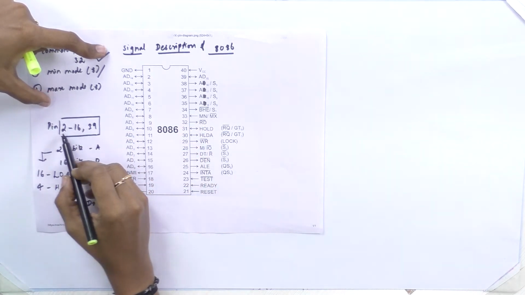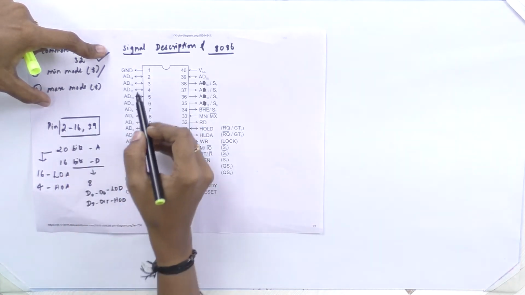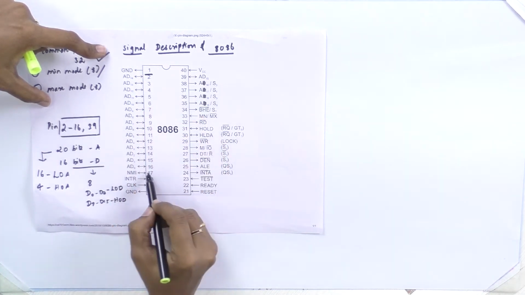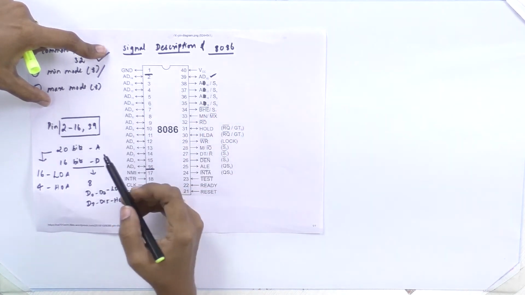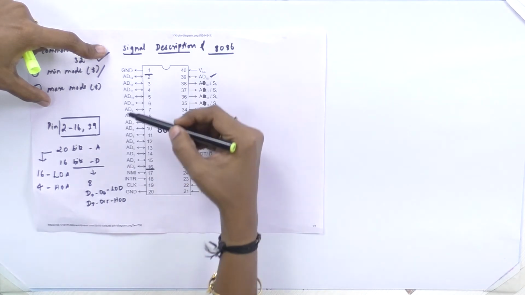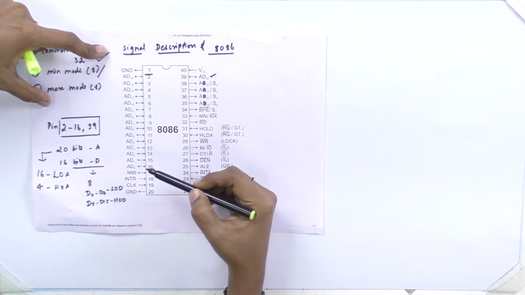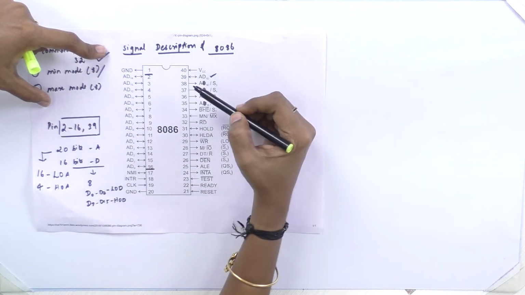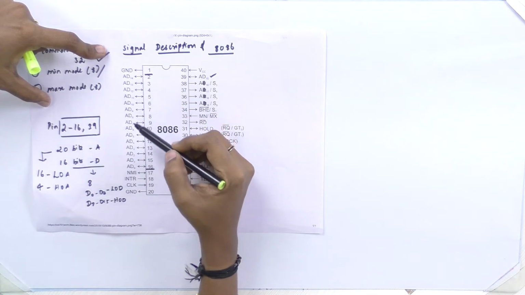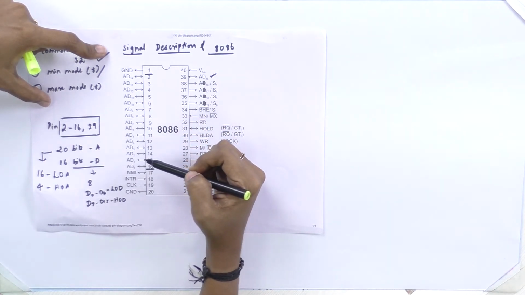So pin numbers 2 to 16 and 39 will act as multiplexed address and data pins. It means that during T1, that is during the first clock cycle, these pins will act as address bus, that is they are used to carry the lower order address bits, and in the remaining clock cycles they will act as data bytes.